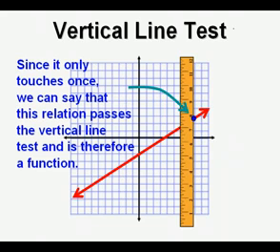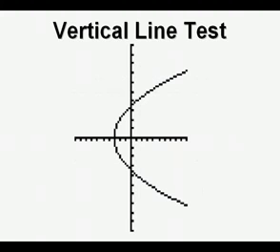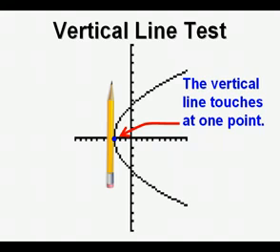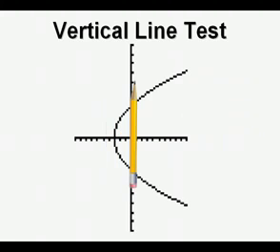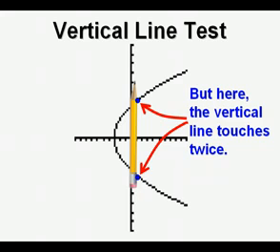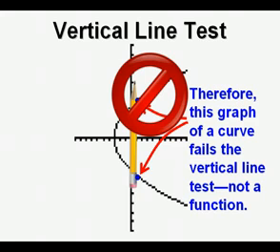There we have this sideways curve, and we're going to use a pencil, and we see the pencil touches the vertical line at one point here, and we move it farther to the right, and here we see the vertical line touches twice. Therefore, this graph of a curve fails the vertical line test and is not a function.